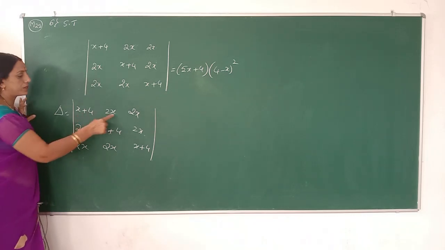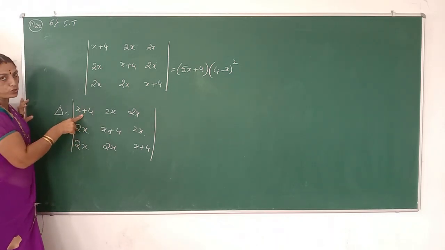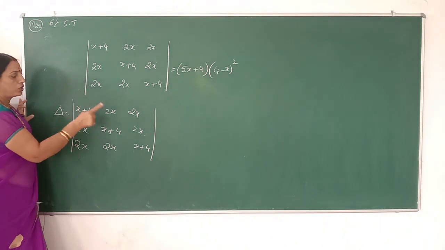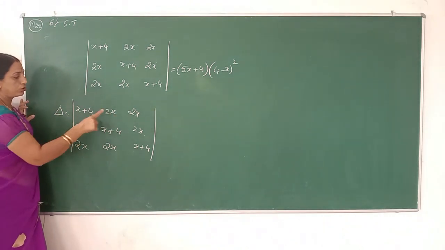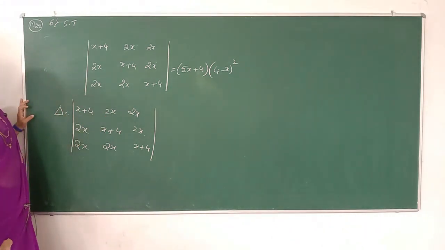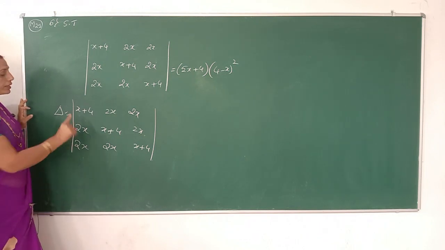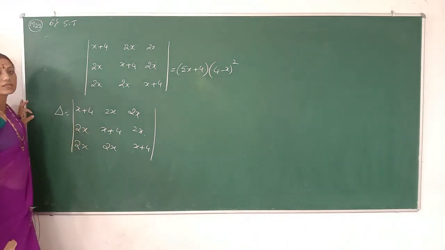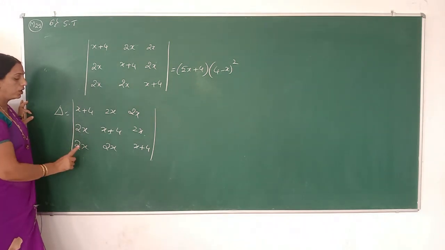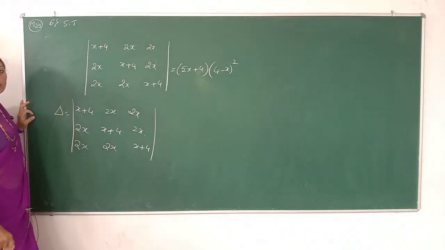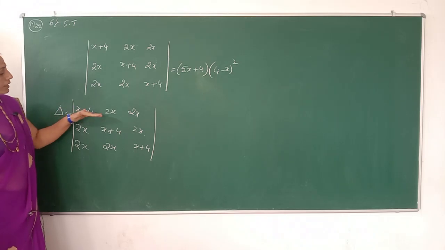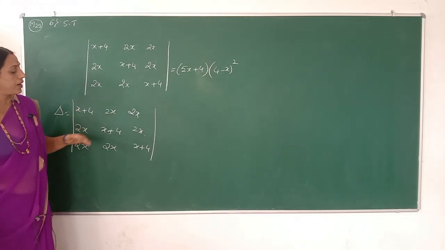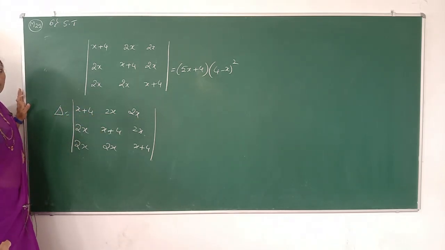Now first we'll observe the elements of the first row. x plus 4, 2x, 2x. How many x will be there? 5x. That is 5x plus 4. Similarly, 2x, x, 2x is nothing but 5x plus 4. 2x, 2x, x is also 5x plus 4. So the corresponding elements of R1, R2, R3 are all nothing but 5x plus 4. That is one common element.